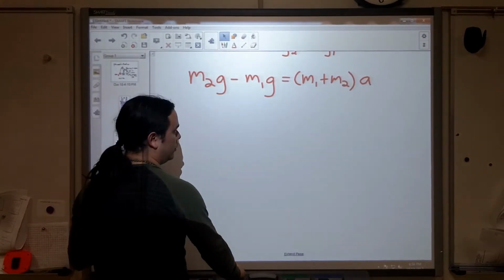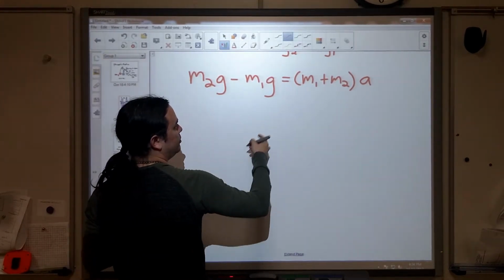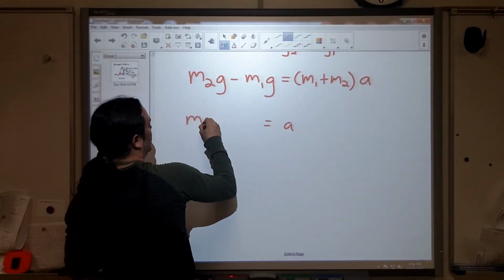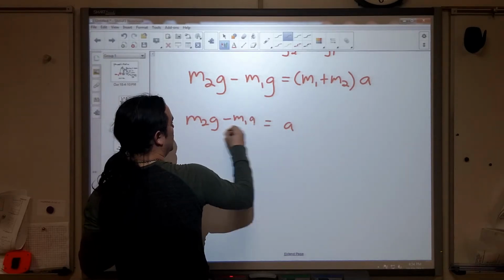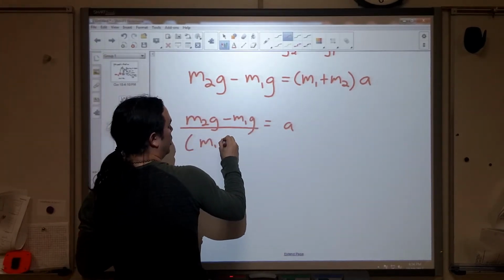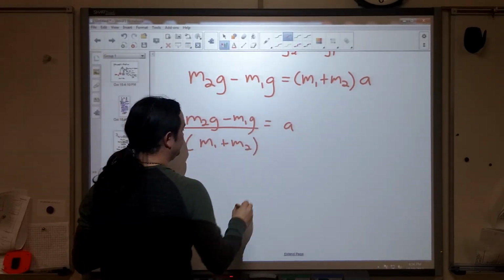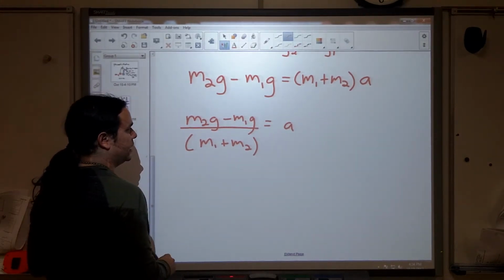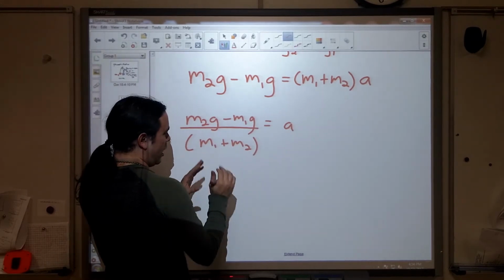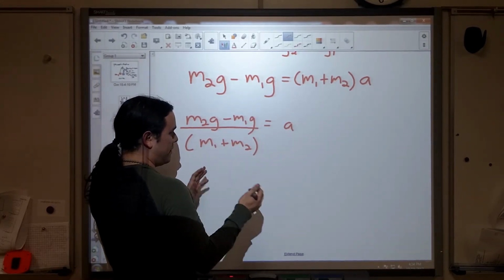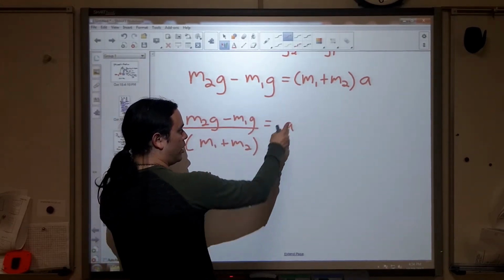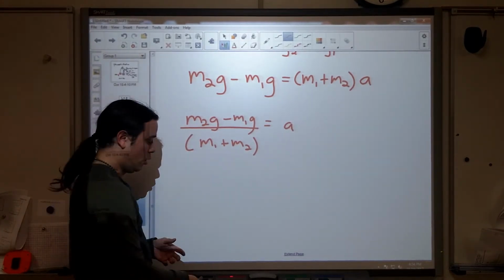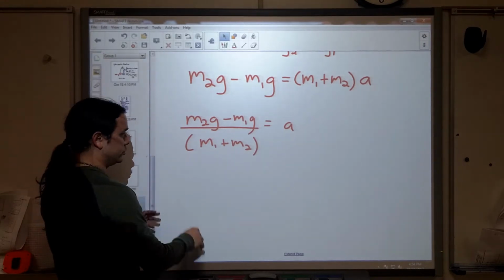There's my acceleration. Well, if I'm solving for the acceleration, I just divide by m1 plus m2, and I get that the acceleration is equal to m2g minus m1g divided by m1 plus m2, which is effectively the same thing that I got last time. There might be an offset of a negative. That's where the absolute value comes into play. Remember, what this is actually telling us is the magnitude of the acceleration. We'd have to keep track of which one goes which way.